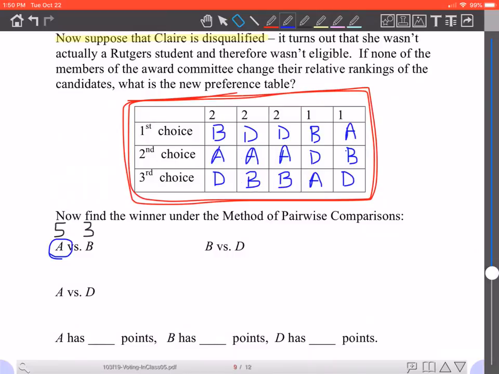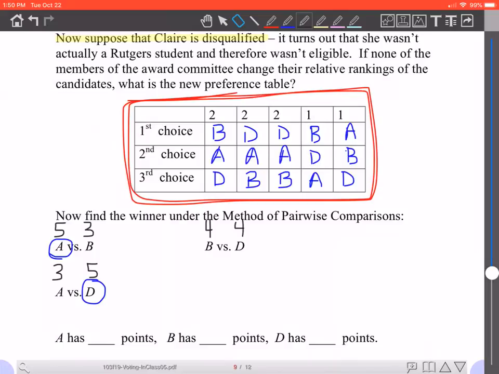Now we're going to check A versus D. 2, 3 versus 5. Okay, so we're going to give D the win there, 1 point. Oh, that's already telling us that A, actually, let's check B versus D. Let's not make any conclusions yet. B versus D. Okay, 2 times ranked higher, 3 times ranked higher, 4 times ranked higher. So that's 4 versus 4. That's a tie.